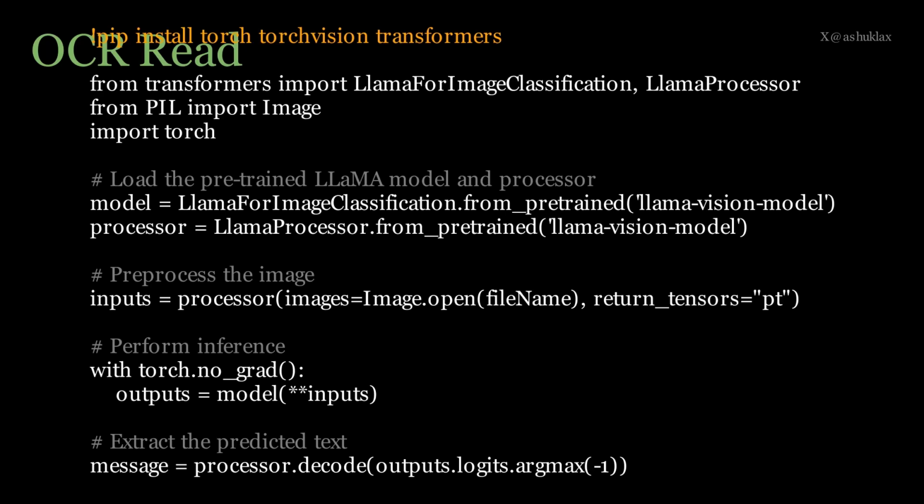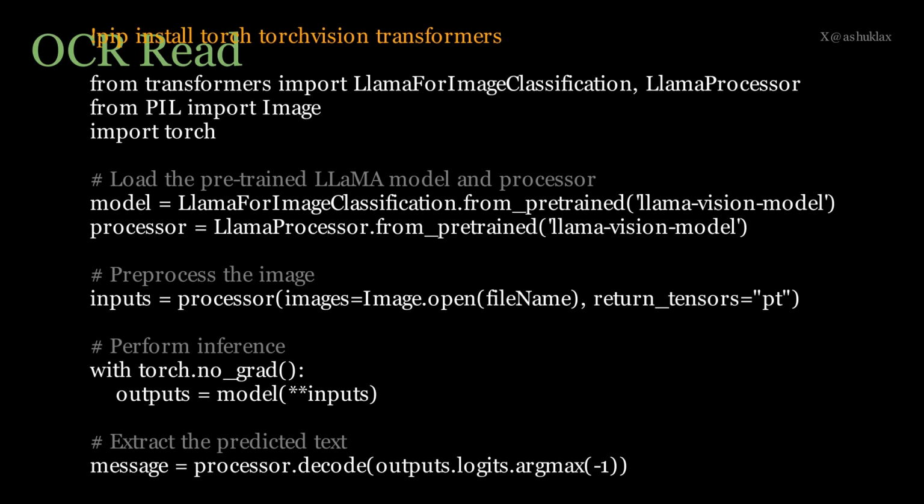This command is going to install the torchvision and transformers libraries, which are necessary for using the Llama vision model. And then you import LlamaForImageClassification and LlamaProcessor from the transformers library. Next, you import Image. Image is imported from PIL, the Python Imaging Library, for handling image files. Now torch is imported for tensor operations and model inference loading. For loading the pre-trained model, you just say model equals LlamaForImageClassification.from_pretrained, and you pass the Llama vision model inside that from_pretrained method here.